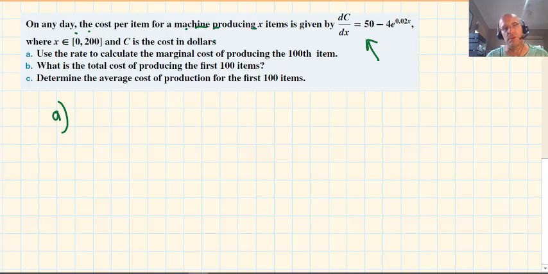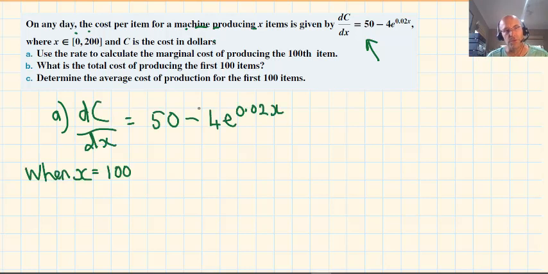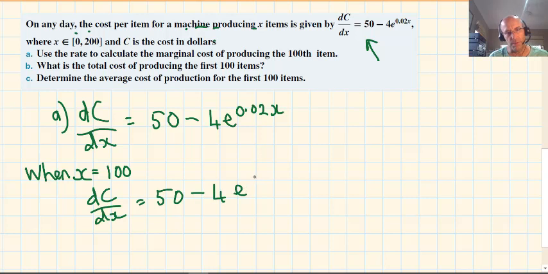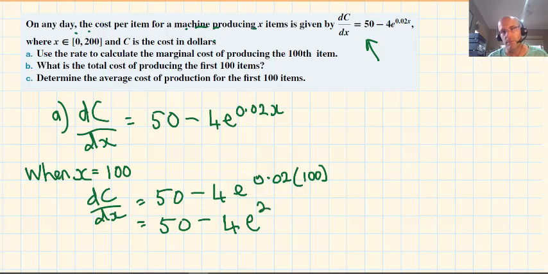Remember, marginal cost is a rate of change, and that's already been provided, so the first step should be quite easy. When we're producing that 100th item, x equals 100, and the value of dC/dx is simply a matter of substitution algebraically. So we have 50 minus 4e^(0.02 times 100), and as an exact value we'll have 50 minus 4e squared, and as a decimal 20.4438.